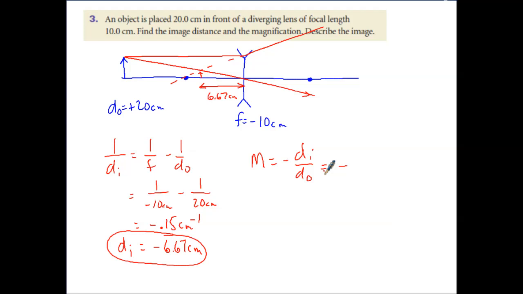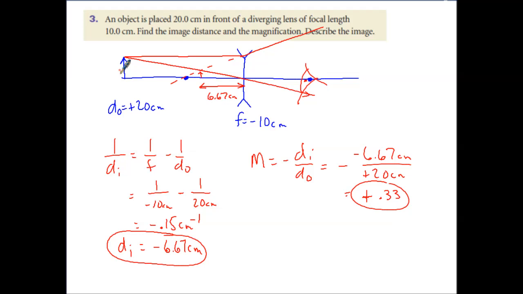Negative, here I have a negative 6.67 centimeters, dividing that by a positive 20 centimeters, and we get for that about a positive 0.33. So it looks like it's sort of reducing it by a factor of 3, turns it into 1/3 the size, but it does bring it a little bit closer to that lens. So in the event that I were trying to view that thing, I would actually see it a little bit closer than that distant object is.